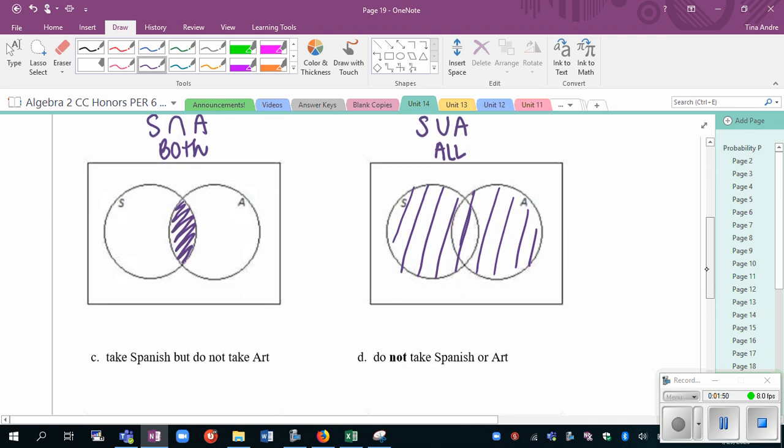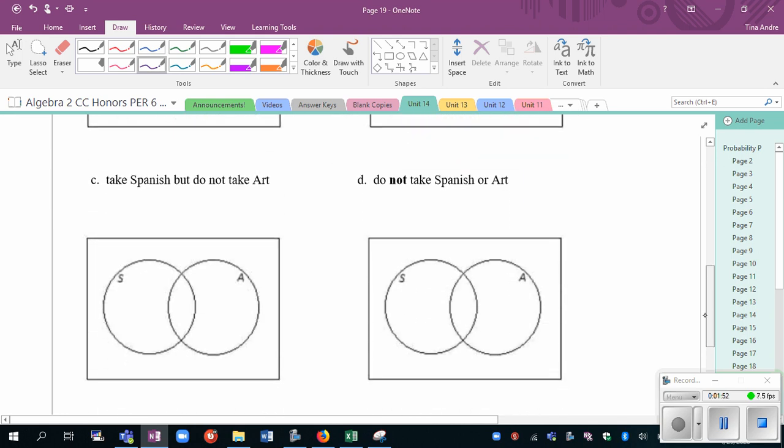And then if we look down at the next one, taking Spanish but do not take art. So this is the same thing as saying taking Spanish only. So this would mean that the shading for the Spanish gets shaded, but not the section that also includes art.